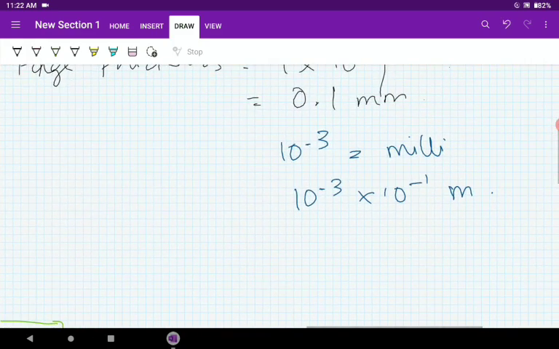That is 10 to the power minus 1 millimeter or 0.1 millimeter. So we are clear with it.